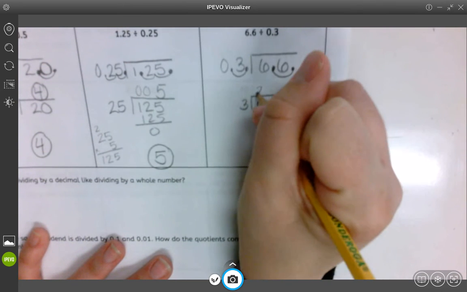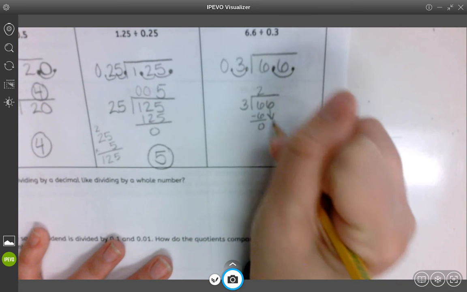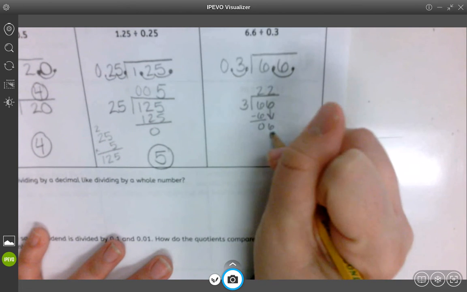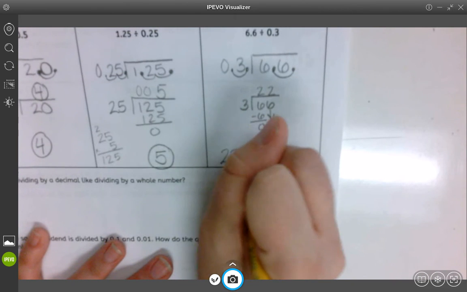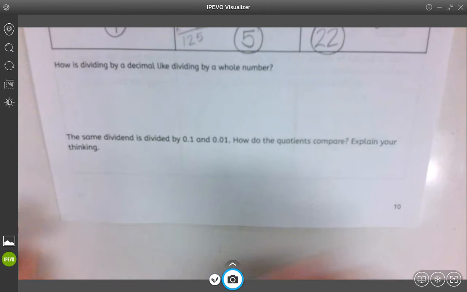3 goes into 6 2 times. 2 times 3 is 6. I bring down my 6. 3 goes into 6 2 times. And I have a remainder of 0. My answer is 22. All right, so we got 2 more problems to look at together.